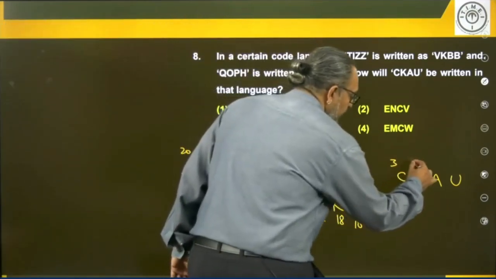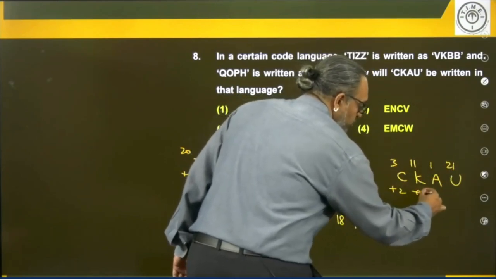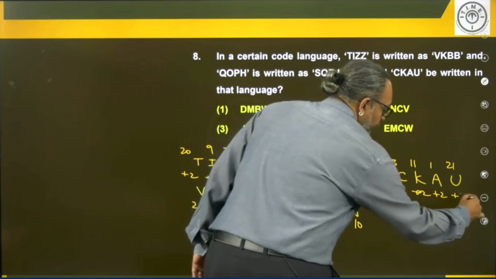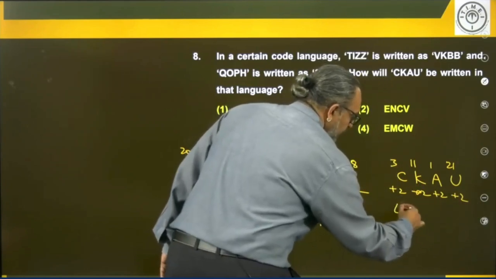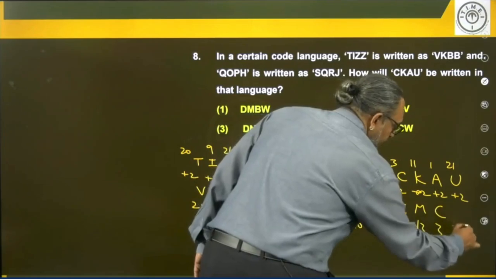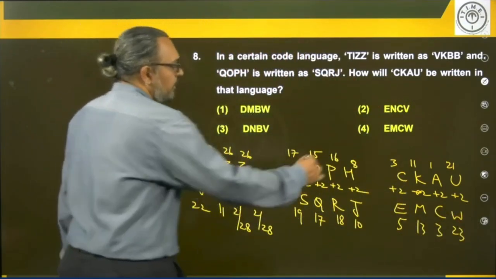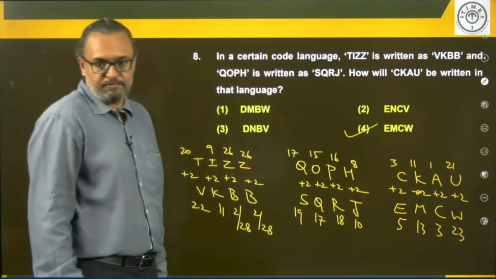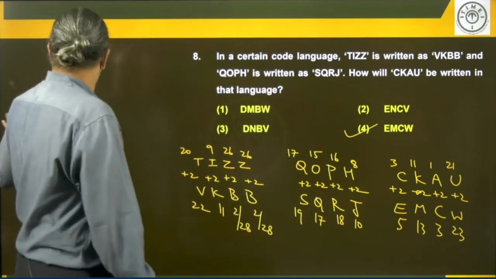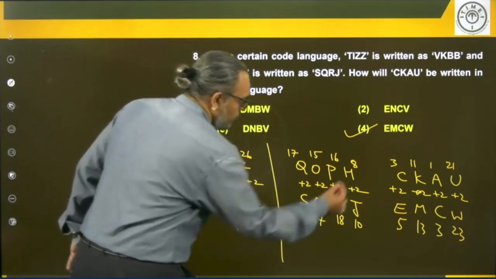So it is 3, 11, 1 and 21. So everywhere you do plus 2. So if I do that, we have 5, that is E, 13, that is M, 3, that is C, 23, that is W. So E, M, C, W, that is there in fourth option. Understood the point? So choice 4. So plus 2 is the logic.